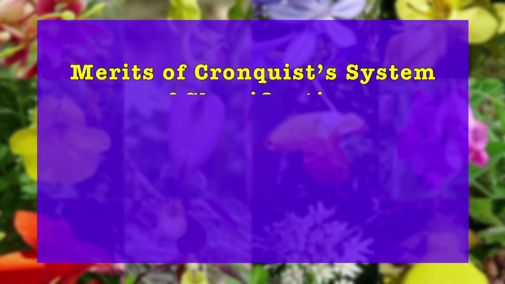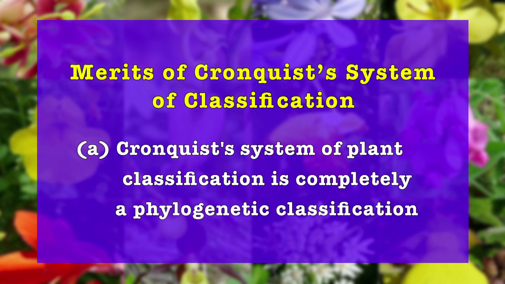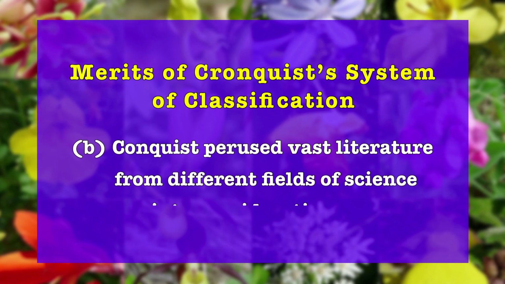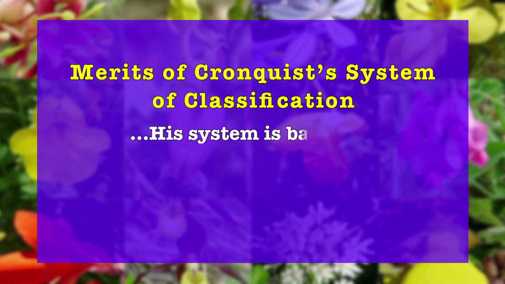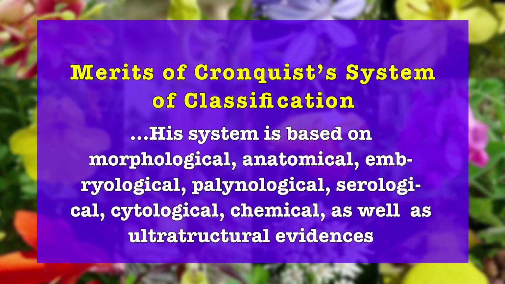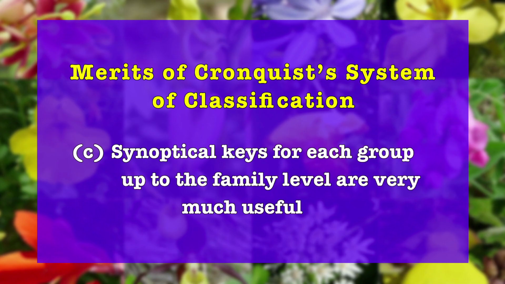Dear students, like all other systems of classification, Cronquist's system of classification also has its merits and demerits. First, the merits. Cronquist's system of plant classification is completely a phylogenetic classification. Cronquist took vast literature from different fields of science into consideration. His system is based on morphological, anatomical, embryological, paleontological, serological, cytological, chemical, as well as ultrastructural evidences. Synoptical keys for each group up to the family level are very much useful.